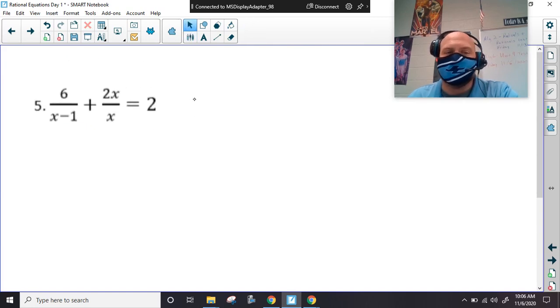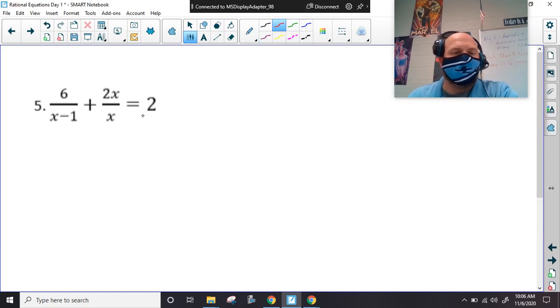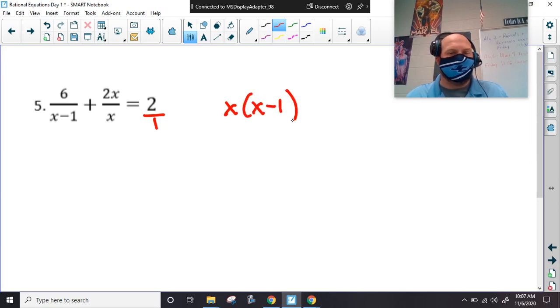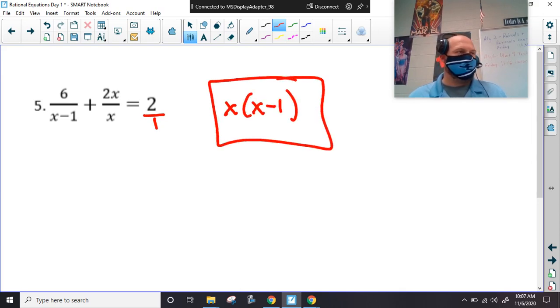Now, this one gets a little bit more difficult. Over here, we have an x minus 1. Over here, we have an x. And then over here, we have a 1. The only way to get all three of these to have the same denominator is if we multiply everything by x times x minus 1. That's it.